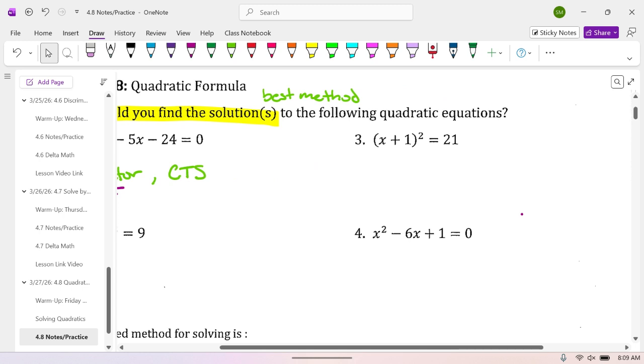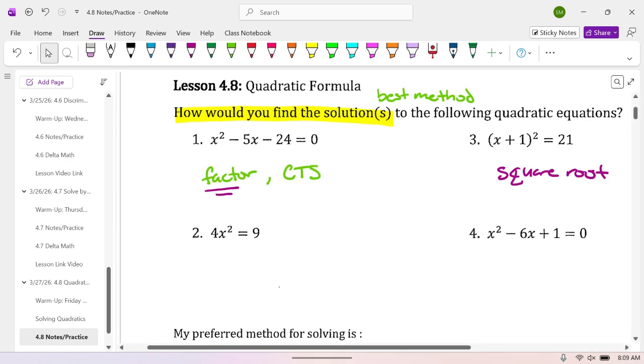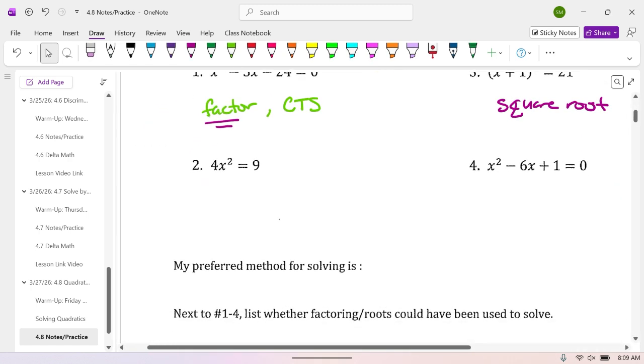What about 3? What do you think would be the best way? Square root. So that one, you take a square root. It's already in vertex form, so we can just take a square root. What about 2? What do you guys think? So you can solve it by taking a square root.